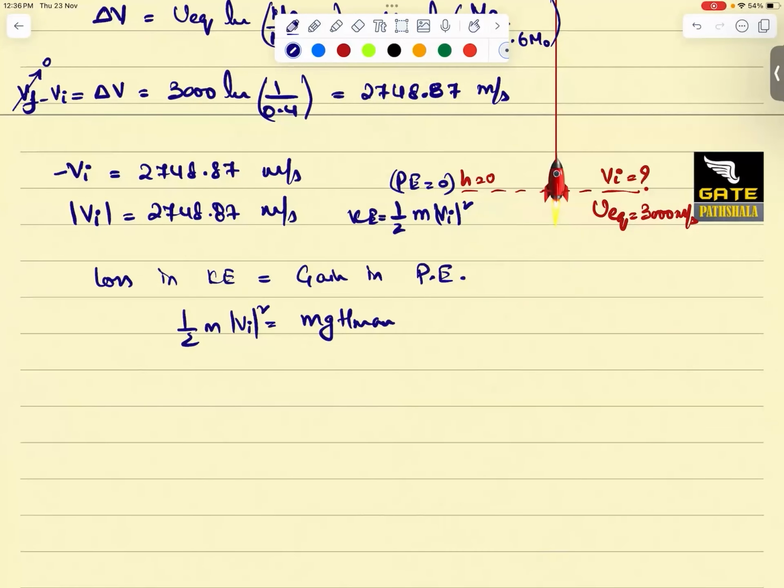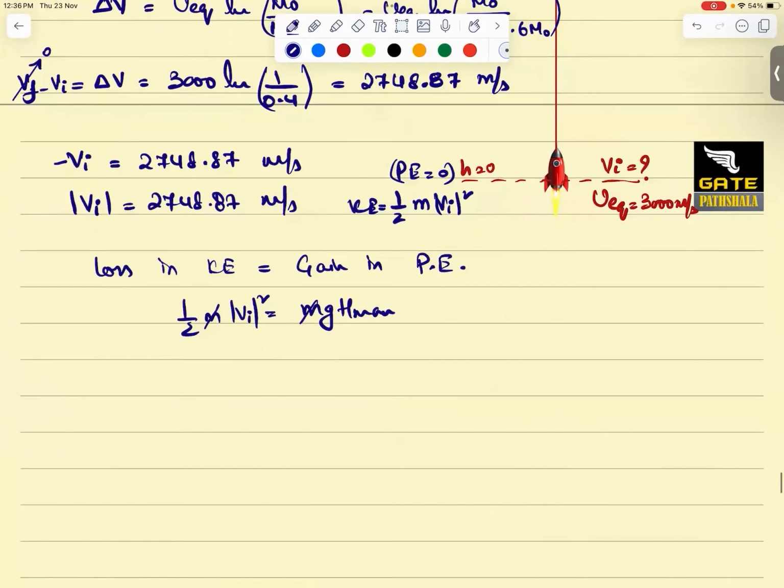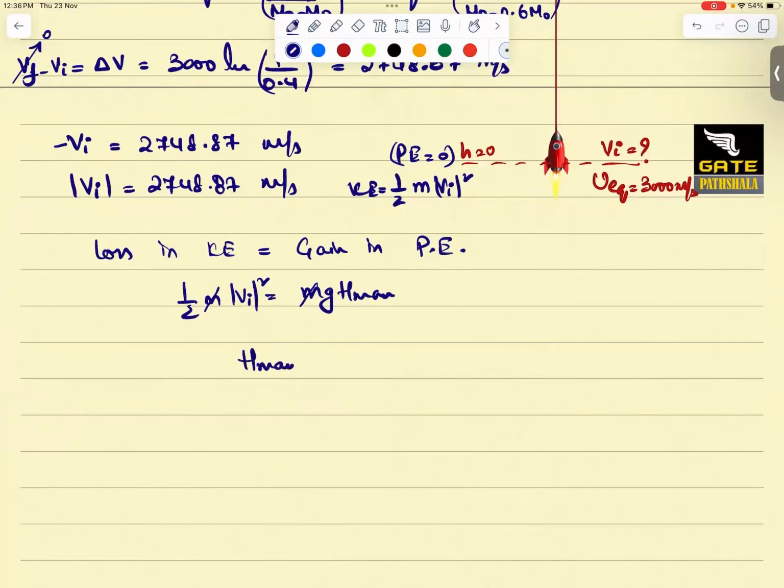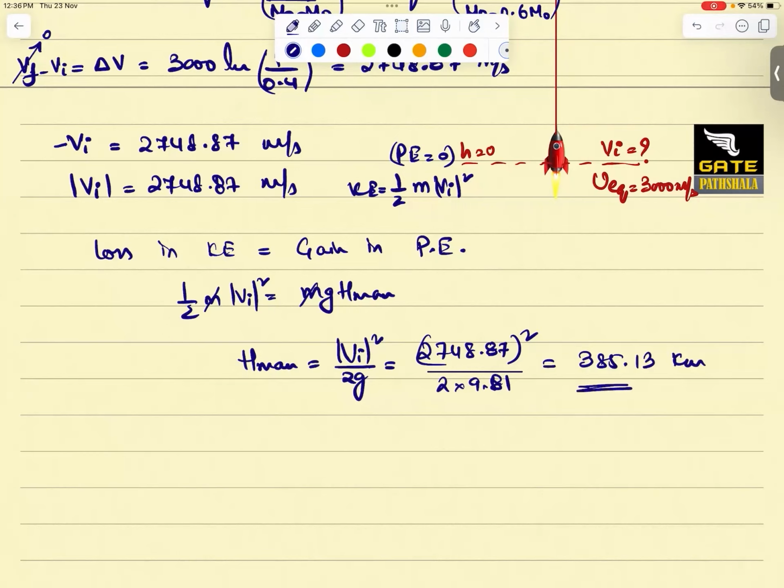देखो पूरा clearly. तो m कट गया, आपके पास आएगा h max equals to mod of vi square by 2g. ये फॉर्मूला याद रखो. ये याद रख लेना आप. So that you have calculated 2748.87 whole square divided by 2 into 9.81. That is 385.13 kilometers.